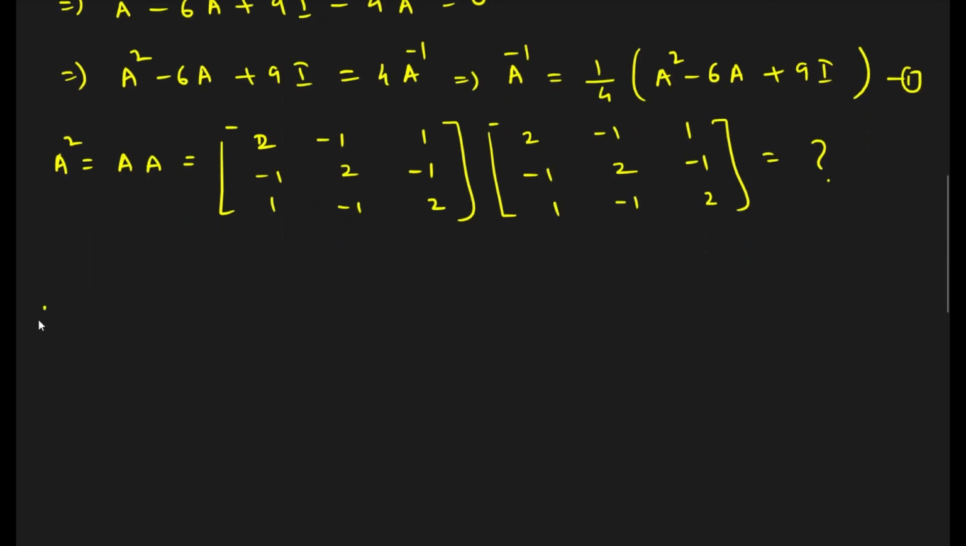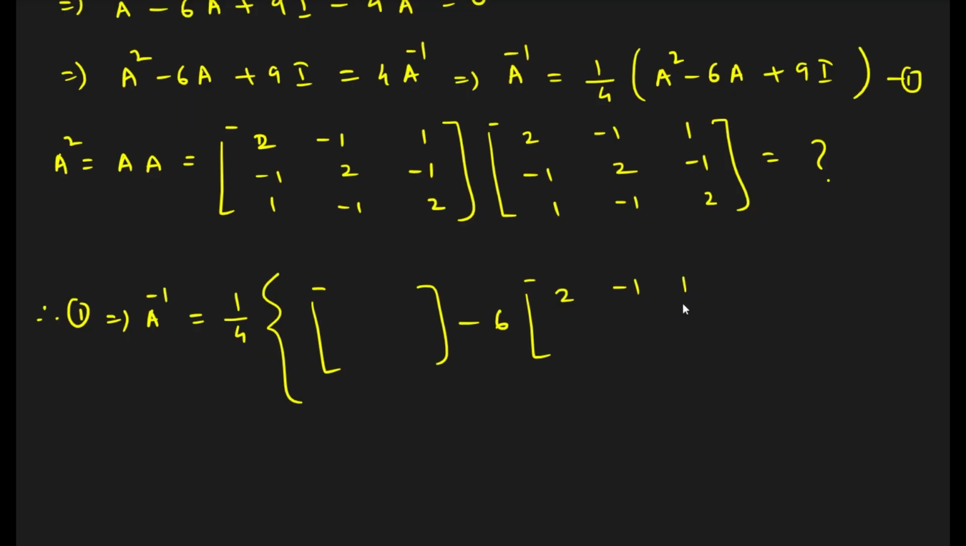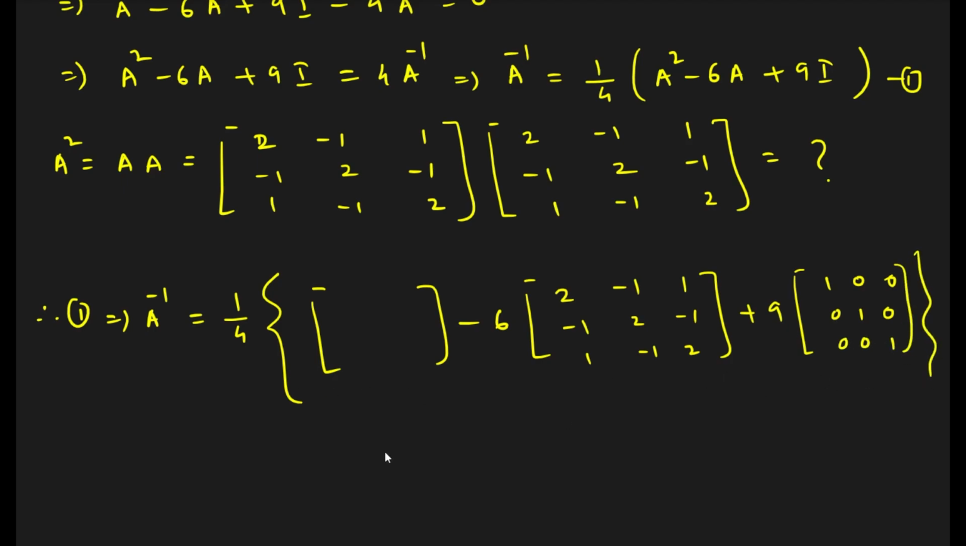Therefore equation 1 implies A inverse equals 1 by 4. What we'll do first is put in the value of A square, which will be a 3 by 3 matrix. Then 6 into our A, which is 2 minus 1 1, minus 1 2 minus 1, 1 minus 1 2, and then 9I, where our I is 1 0 0, 0 1 0, and 0 0 1. We can calculate each and everything. So just kindly calculate this part.